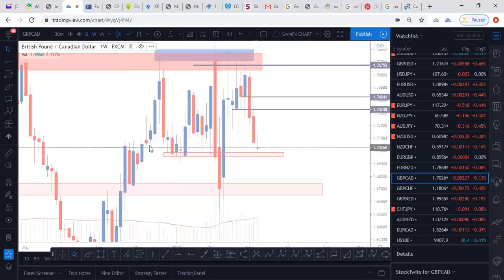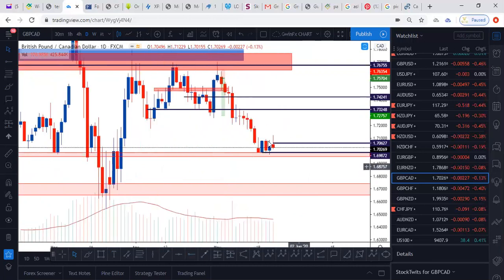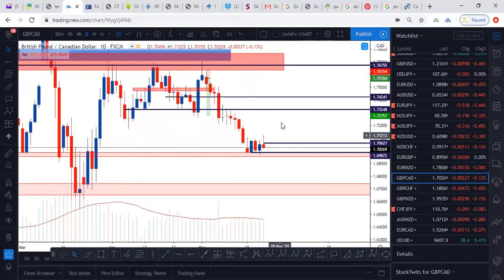On the daily time frame, what do we have? We would expect to see some bit of confirmation as to how to get involved in buying the pound back into the zone for retracement, and then we can sell it down to this structure here.